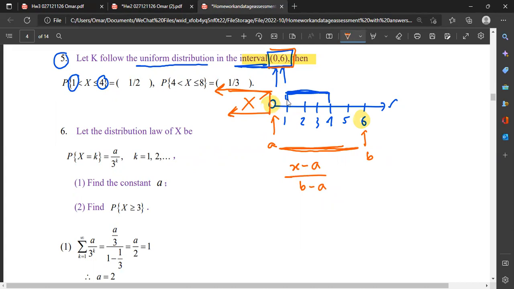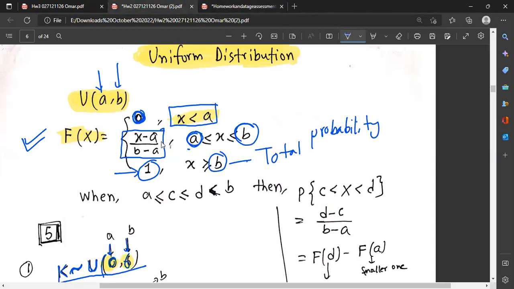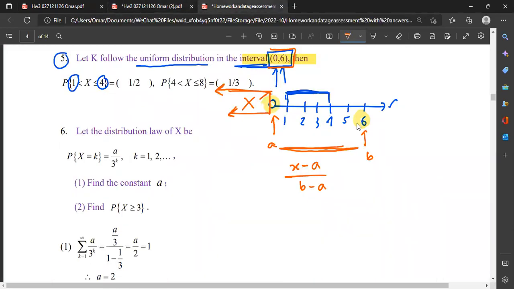And then the last thing here, X is greater than or equal to B. That means B is here. So from here to this part, from 6 to the right side, there is no value, right? Because our interval is from 0 to 6. So here also the value will be 0, okay? So here 0 and here also 0. And in between, between A and B, the value will be X minus A by B minus A.